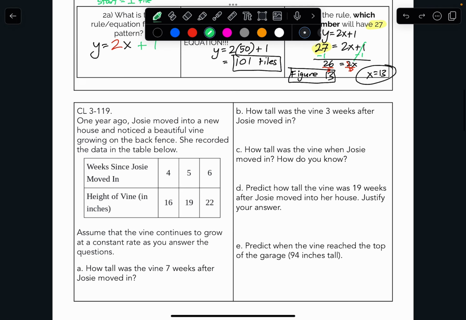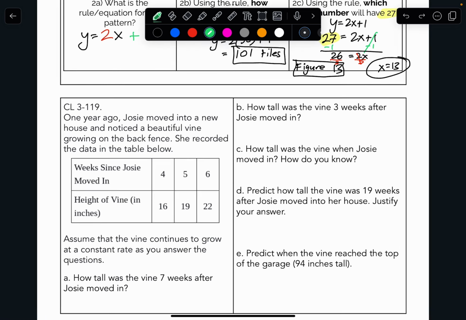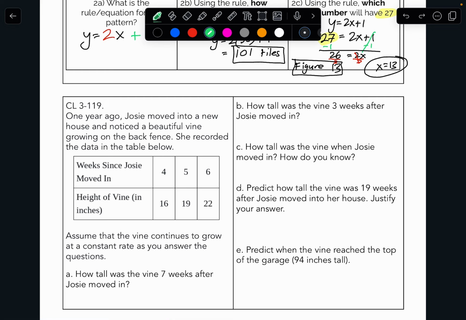Okay, we're going to practice this idea a little bit more because this idea can definitely seem new for a while until you've practiced it a ton. All right, problem number 119. Let's read it here. 1 year ago, Josie moved into a new house and noticed a beautiful vine growing on the back fence. She recorded the data in the table below. We have x, which is weeks, and y, which is the height. Oh, it says in inches. Cool. Okay, got it. Assume the vine continues to grow at a constant rate as you answer the question.